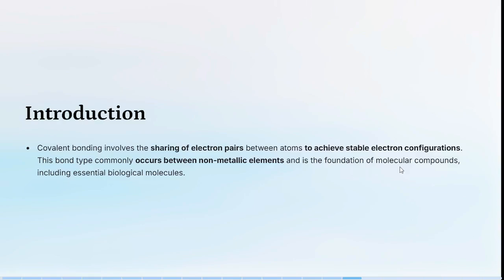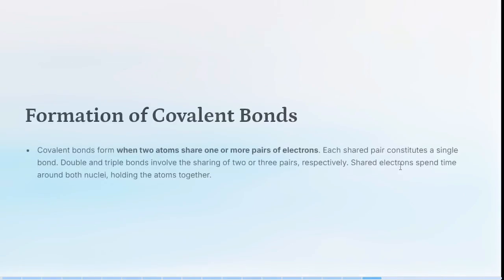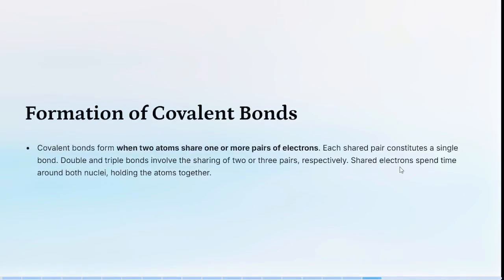This type of bond commonly occurs between non-metals. Unlike ionic bond, which occurs between metal and non-metal, covalent bond occurs between non-metals, and it's fundamental for molecular compounds. It also includes essential biological molecules, so this is the kind of bond that's formed in biological molecules, and also molecular compounds. So let's see the mode of formation for covalent bonds.